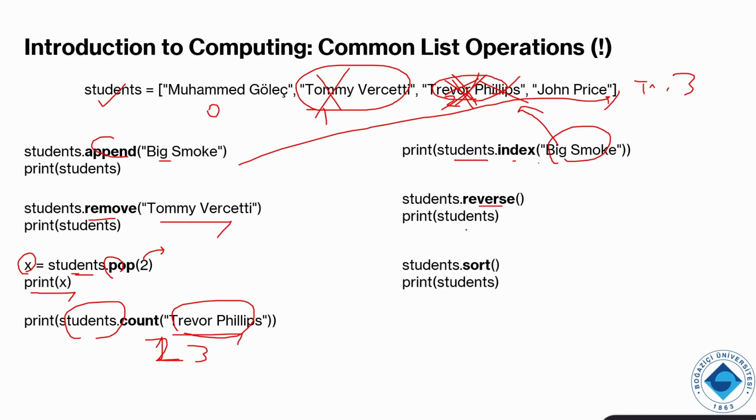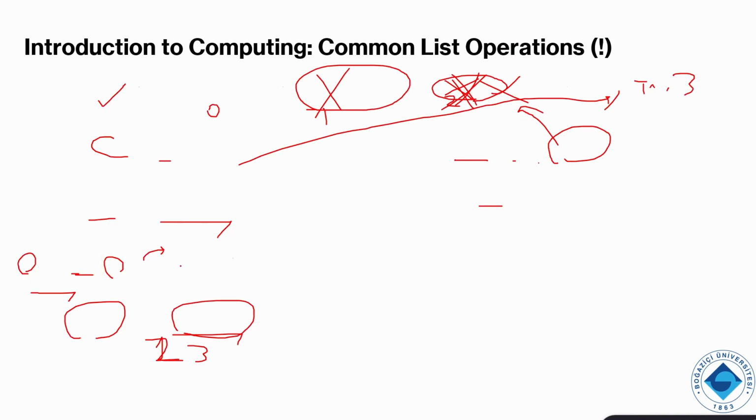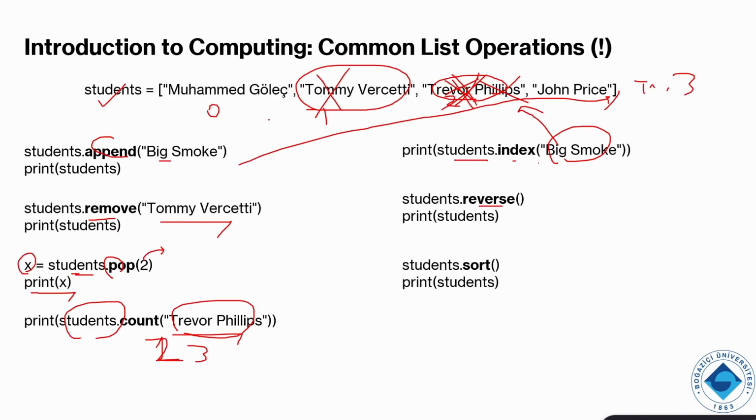Let me check one more time. Maybe I did something wrong. Reverse. Yes, sorry, I forgot. Reverse will reverse the order of the old list. For example, it is going from 0, 1, 2, 3, right? So it will change the order. The first element after this function will be John Price. Second will be Trevor. Third will be Tommy. The last will be Mohammed Gulech. But sort sorts the list by using alphabetic order, like A, B, C, right?